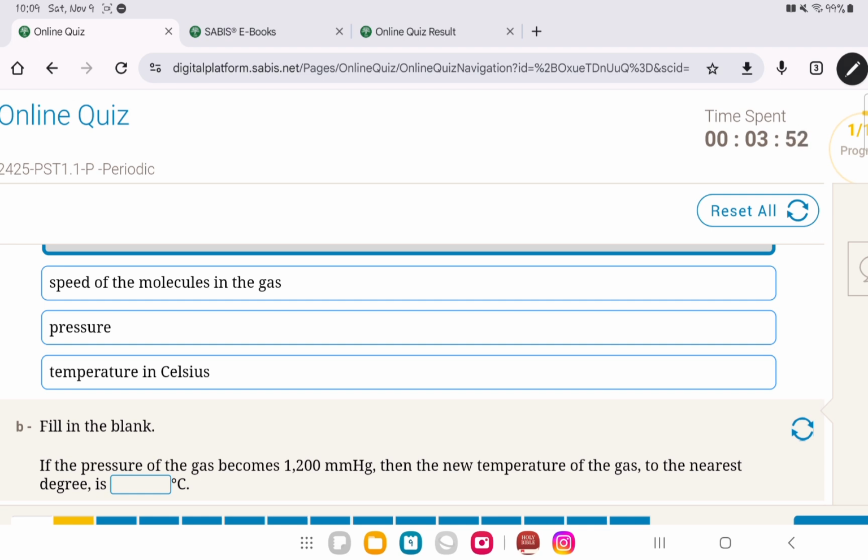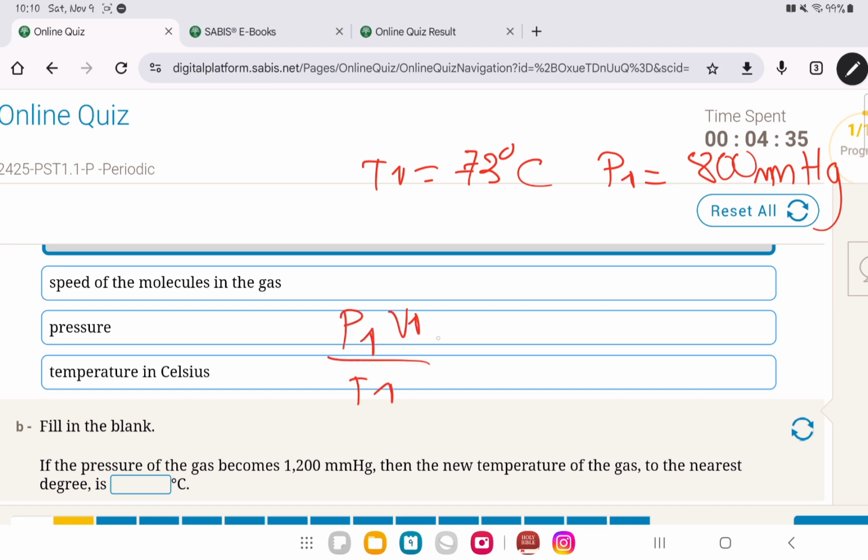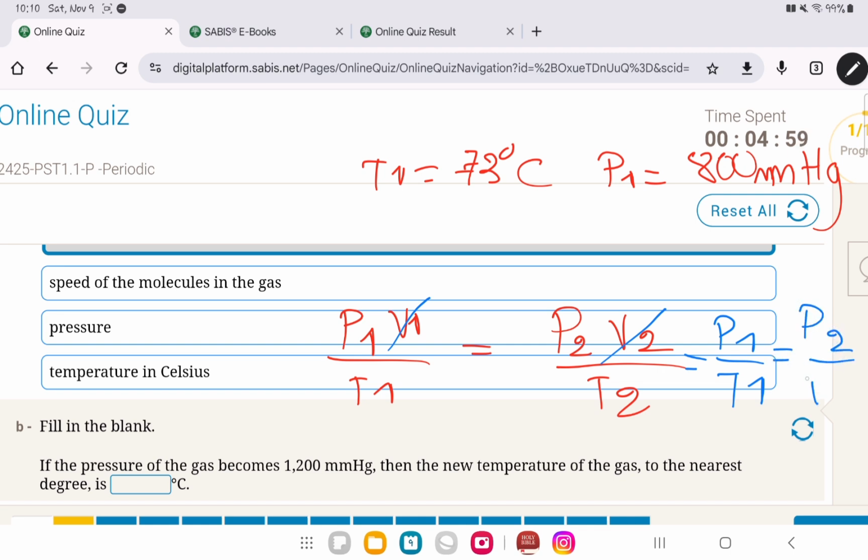Now, they told us in part B, if the pressure of the gas becomes 1200 millimeters of mercury, they need the new temperature of the gas. So, temperature 1 is negative 73 degrees Celsius, and pressure 1 was 800 millimeters of mercury. Now we write the rule for all of them, which is P1 V1 over T1 is equal to P2 V2 over T2. Because we are applying the pressure law, the volume is going to remain constant, so you cross out the volume. Now you have pressure 1 over temperature 1 is equal to pressure 2 over temperature 2.